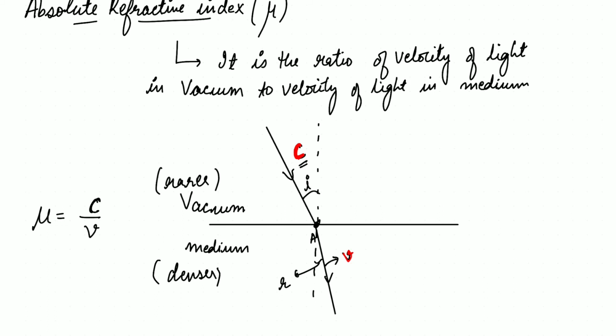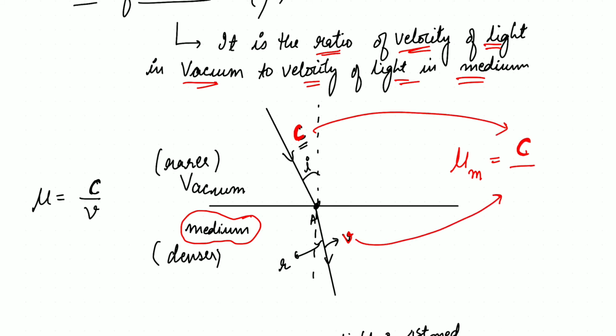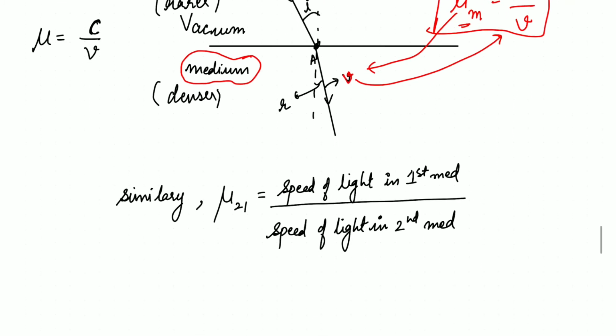Now what is the absolute refractive index of the medium? That means I want to find out the absolute refractive index of this particular medium. So it is the ratio of velocity of light in vacuum to the velocity of light in any particular medium. So the refractive index of my medium is the ratio of velocity of light in vacuum, that is c, and in that medium, let's say the velocity of light is v. So this is the absolute refractive index of this particular medium, right? I hope that is understandable.